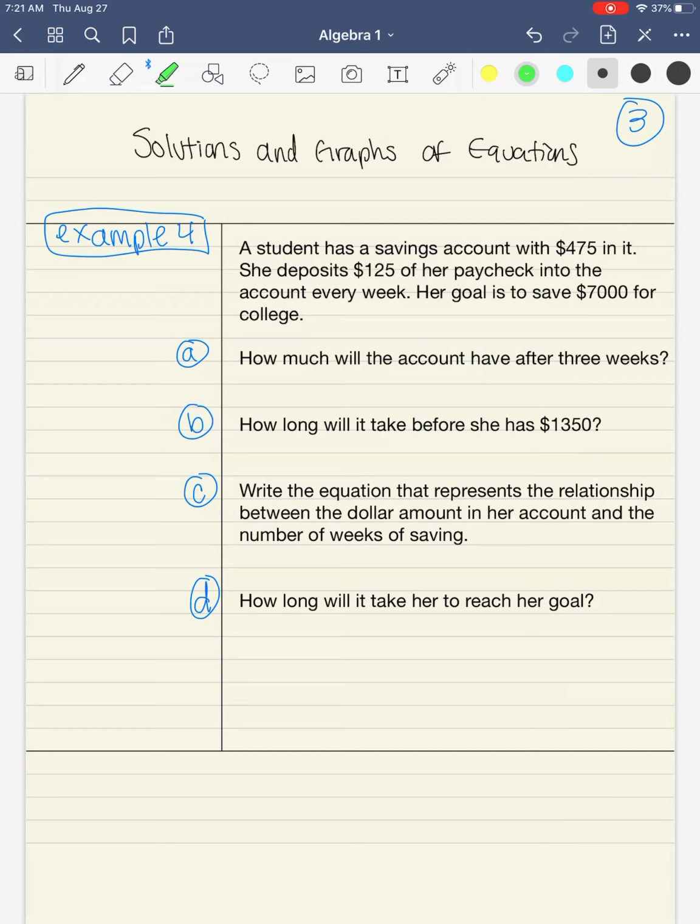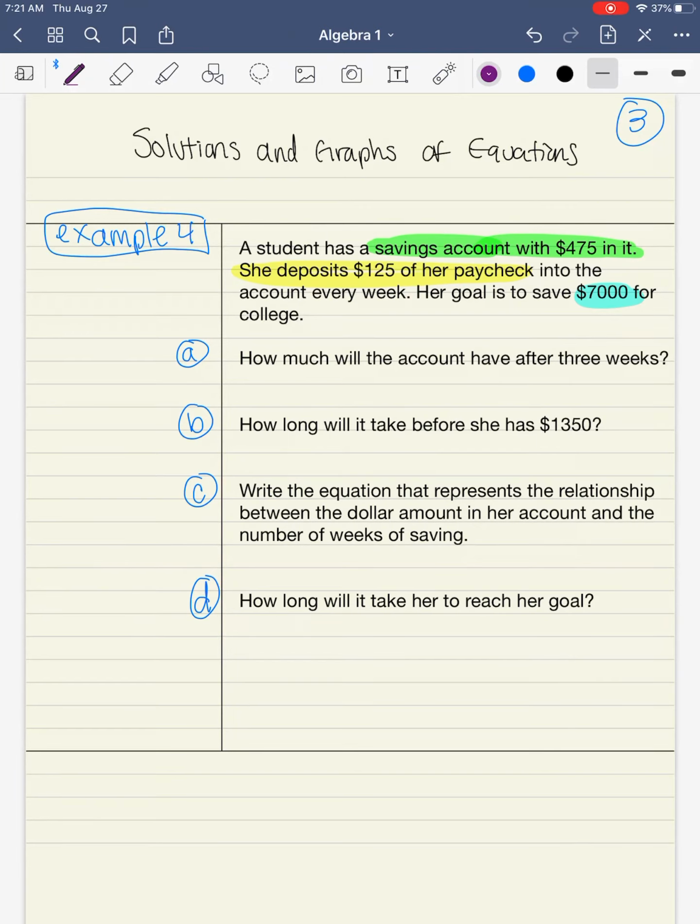Her goal is to save $7,000 for college. So we know our account has 475 in it, and we know that she is adding to it every week. And her goal is 7,000. How much will be in the account after 3 weeks?